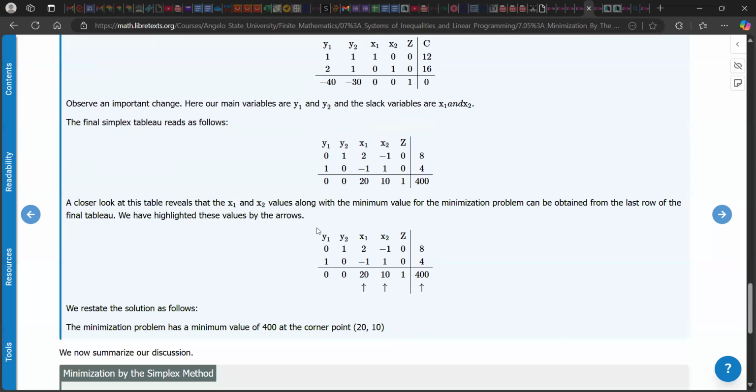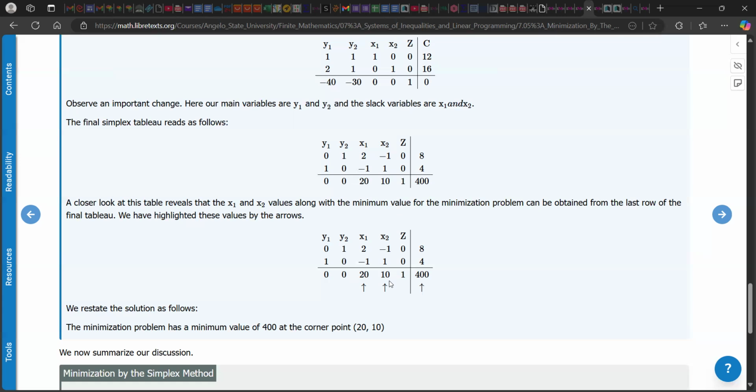When you finish with the whole simplex thing, watch here. Notice x1 and x2 at the bottom here: x1 is 20 and x2 is 10. It helps with reading off the solution, you see? So they use S1 and S2 as the slack variables, or they use X1 and X2 as the slack variables. So the slack variables for the maximization problem are really the solution of the minimization problem. Do I sound confusing?